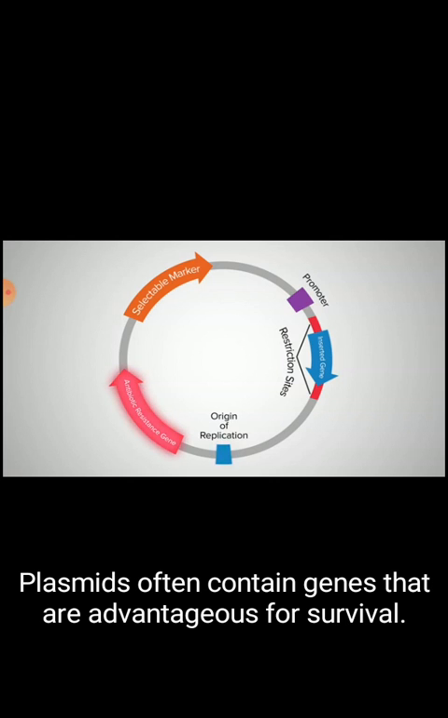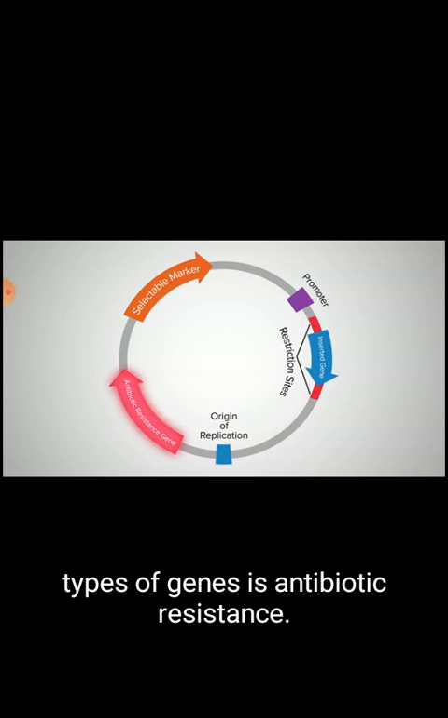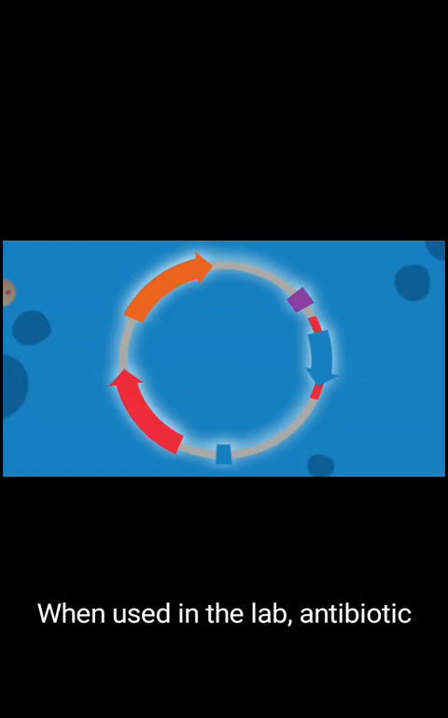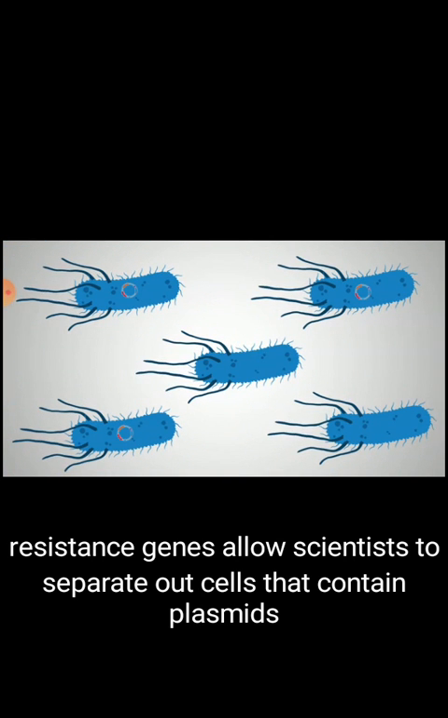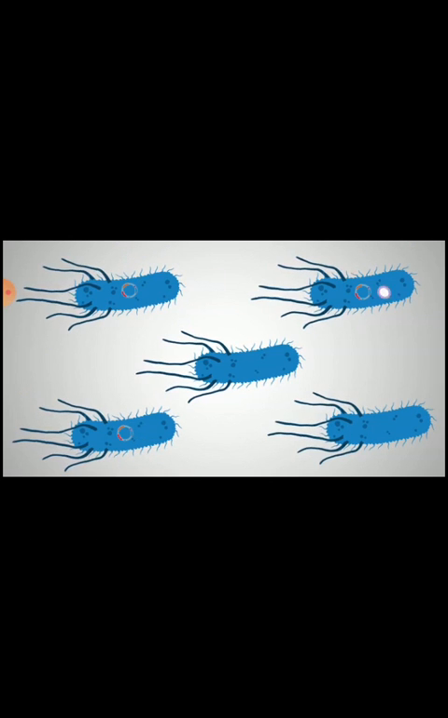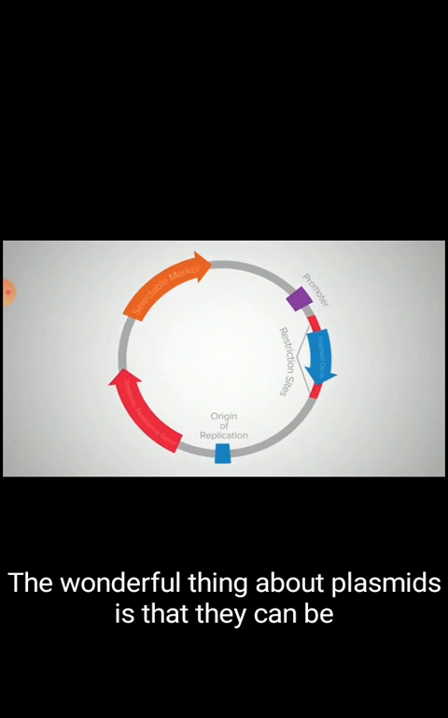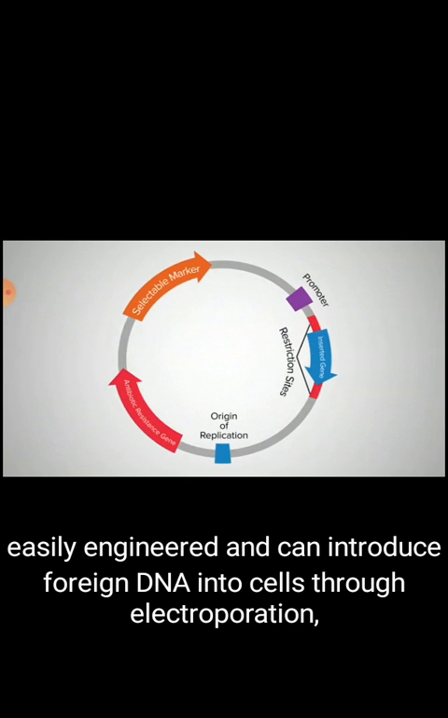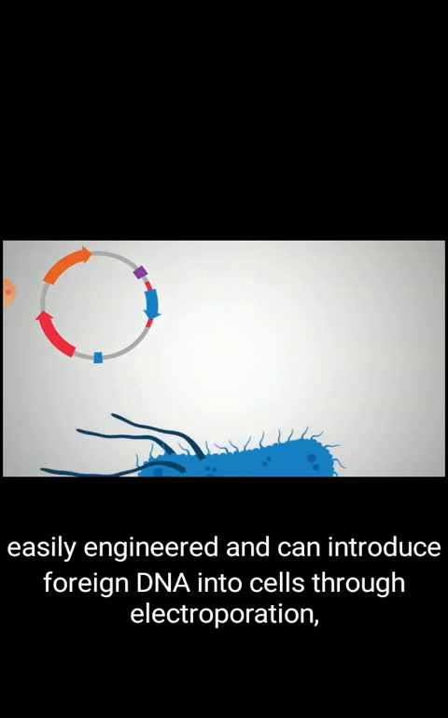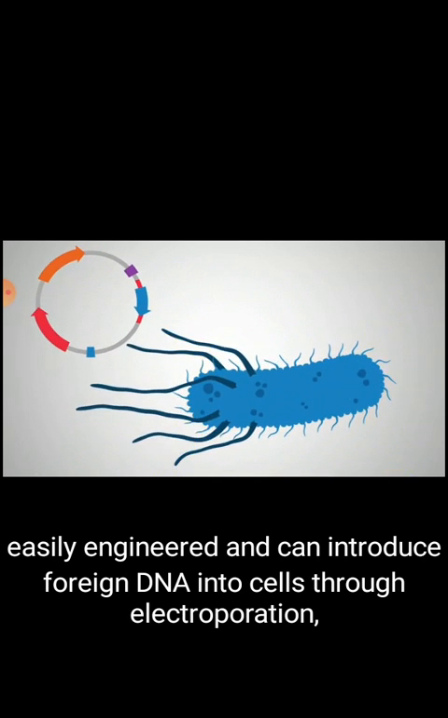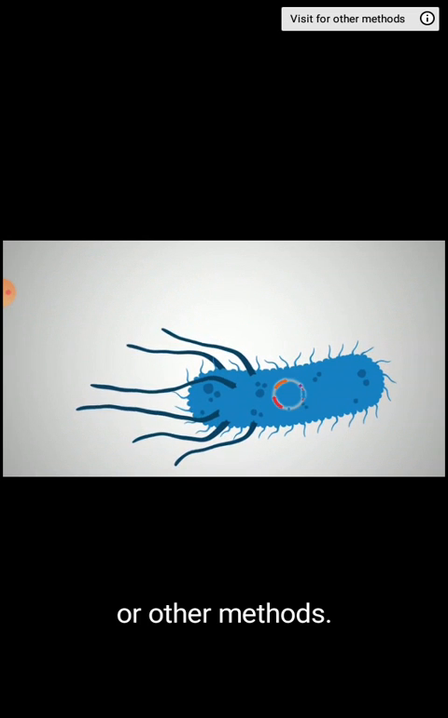Plasmids often contain genes that are advantageous for survival. One of the most common, naturally occurring types of genes is antibiotic resistance. When used in the lab, antibiotic-resistant genes allow scientists to separate out cells that contain plasmids from those that don't. The wonderful thing about plasmids is that they can be easily engineered and can introduce foreign DNA into cells through electroporation or other methods.